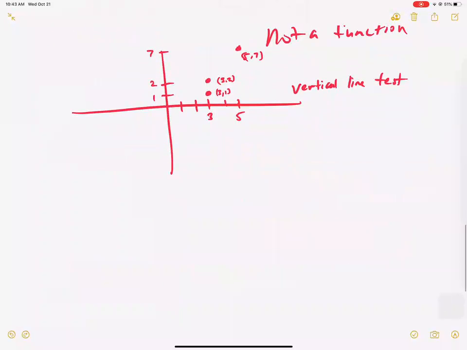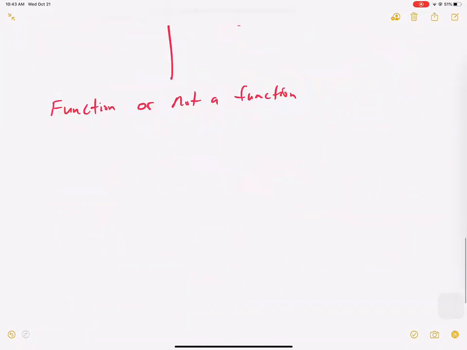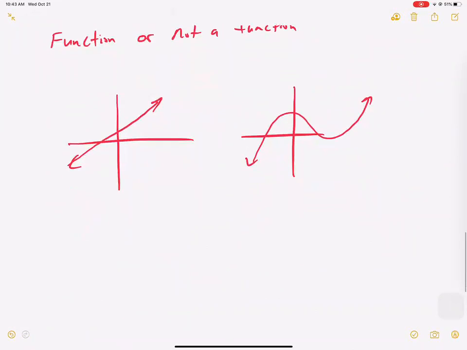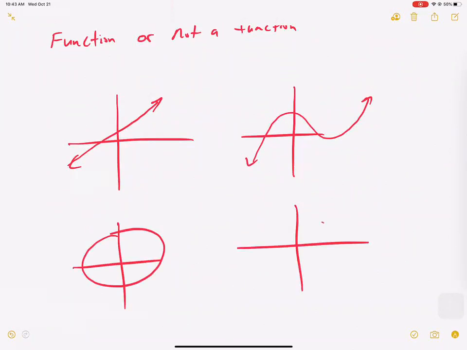Let me give you an example of some graphs. Functions or not a function. So in Algebra 1, pre-calculus, you see graphs that look like line graphs. You see graphs that look like little wavy snakes. You'll see graphs that look like circles. You'll see graphs that look like sideways parabolas. Which of these are not a function?